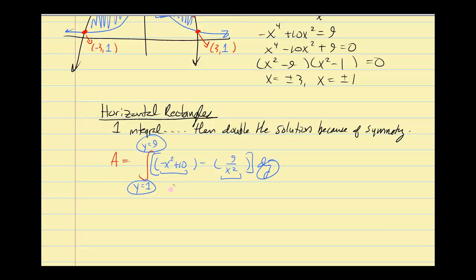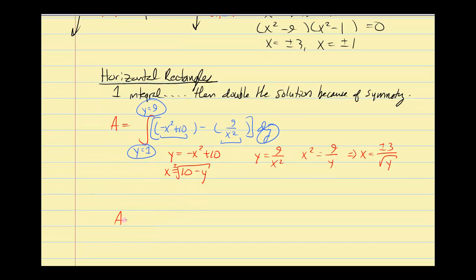So what do we do? Well, this graph is y equal negative x squared plus 10. If I solve this for x, I move the negative x squared across, subtract the y, take the square root, so I'd end up with x equal plus or minus root 10 minus y. Here I'd have y equal 9 over x squared. Solving for x squared, I get x squared equal 9 over y. Square root of both sides, I'd get x equal square root of 9, which is plus or minus 3 over root y. So I can't use these values of x. I need to rewrite this in terms of my function of y.